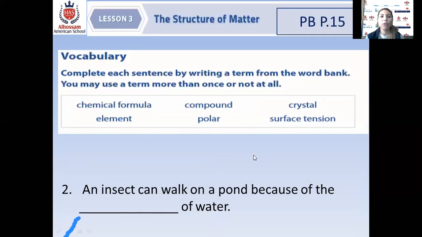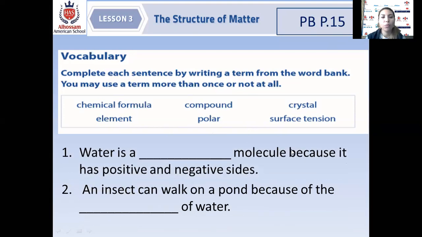Okay, so now you will open this page, it's right in front of you. Vocabulary: complete each sentence by writing a term from the word bank. So we can use these words to fill in the sentences. Okay, let's take number 1.